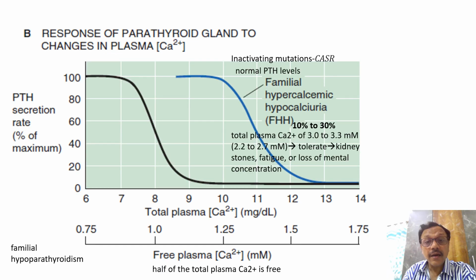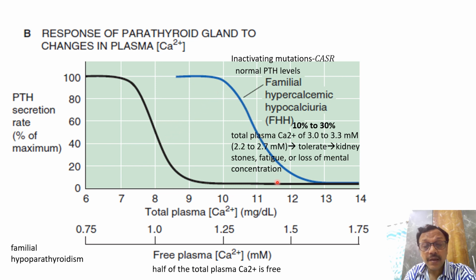Now we are going to understand this FHH with the response of the parathyroid gland to the change in the plasma level. Now the secretion of the parathyroid hormone. Over here you will be able to see this is the maximum secretion and this is the minimum secretion. Now this curve is shifted toward the right.